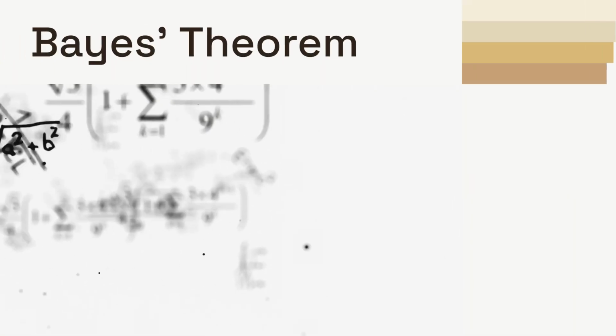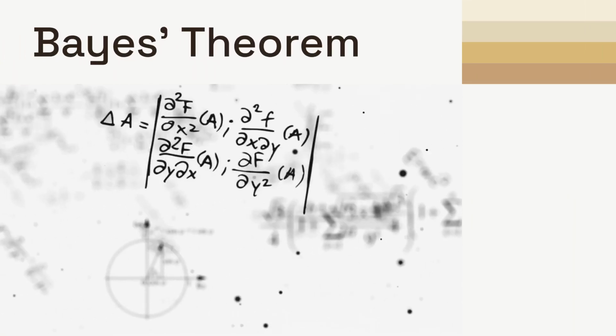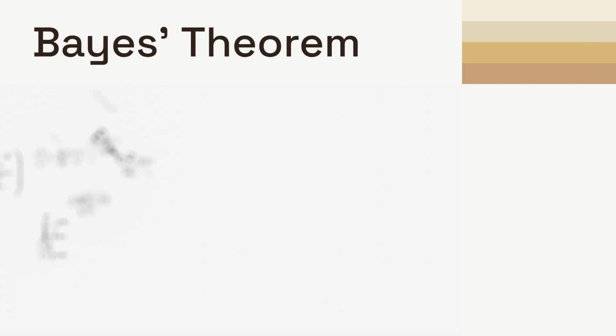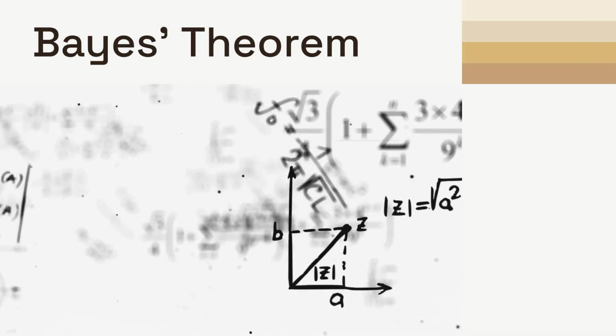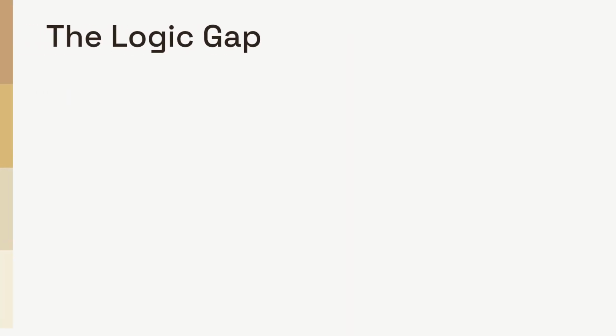Welcome. Today we dive into one of the most powerful concepts in probability and reasoning, Bayes' theorem. This formula holds the key to rational belief. Why is Bayes' theorem so important? Because it perfectly models how we should update our beliefs, which is something human brains often struggle with.